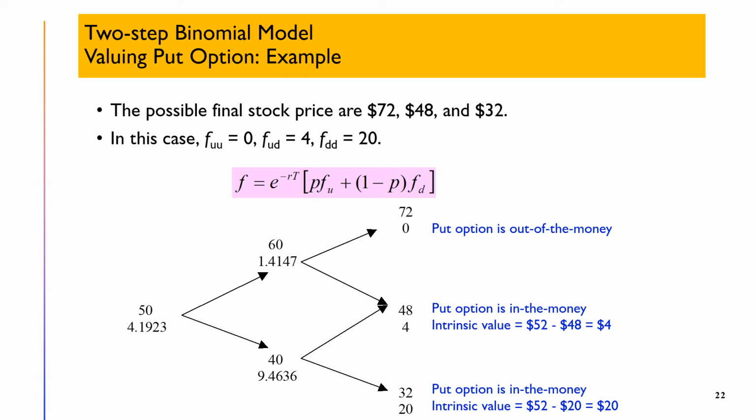For your convenience, this slide shows the summary of the two-step binomial tree. The stock price changes by 20% at end of year 1 and end of year 2. At expiration at end of year 2, the put option is in the money when the market price is below the strike price of $52. The value at time 1 and time 0 is calculated using the option formula.